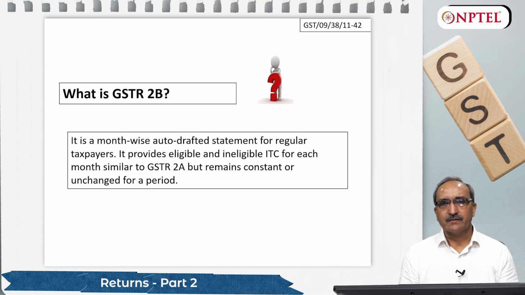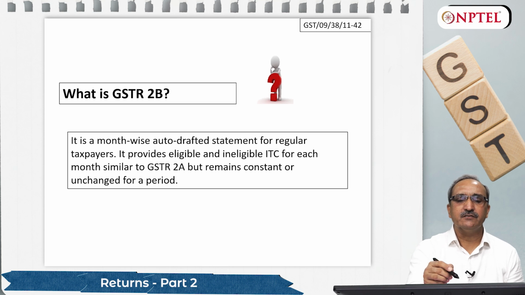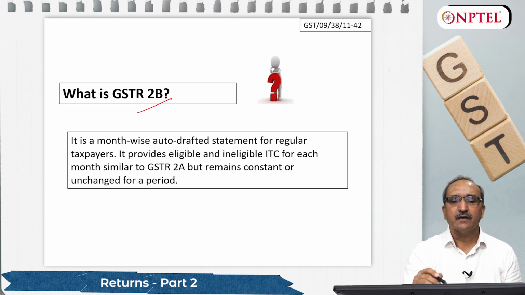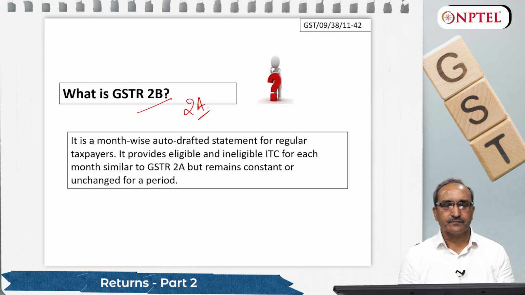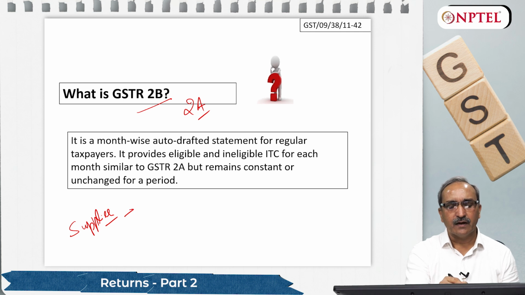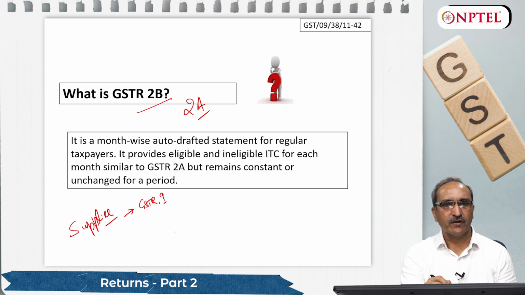And there is another statement, it's not a return basically, it's a statement under GST, that is GSTR 2B. Along with it, we also talk about GSTR 2A. These are two statements which are very, very relevant from the buyer's point of view. As a supplier, I file GSTR 1, wherein I give my sale summary, sale details.